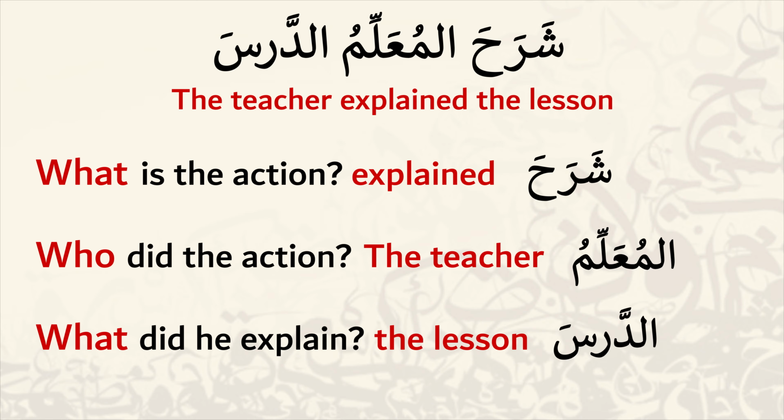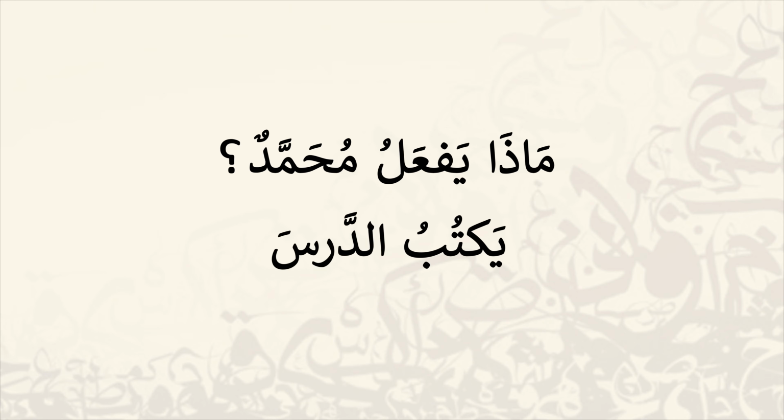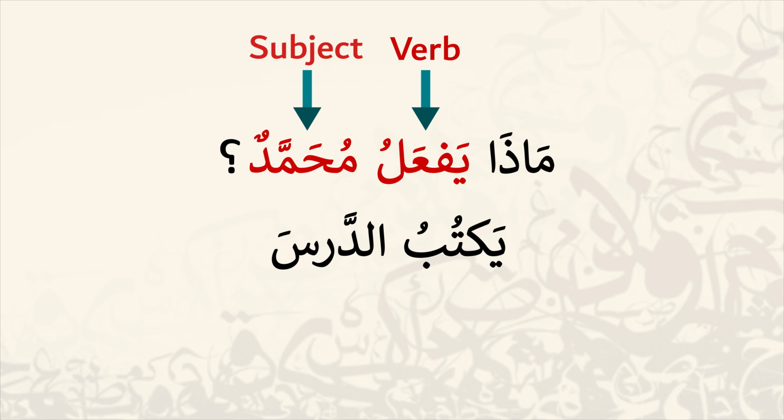Let's look at this example. ماذا يفعل محمد؟ What does Muhammad do? The answer is يكتب الدرس. He is writing the lesson or writes the lesson. Here we have 2 verbal sentences. The first one is in the question. يفعل محمد. يفعل is the verb, meaning does, and Muhammad is the subject, الفاعل, right?